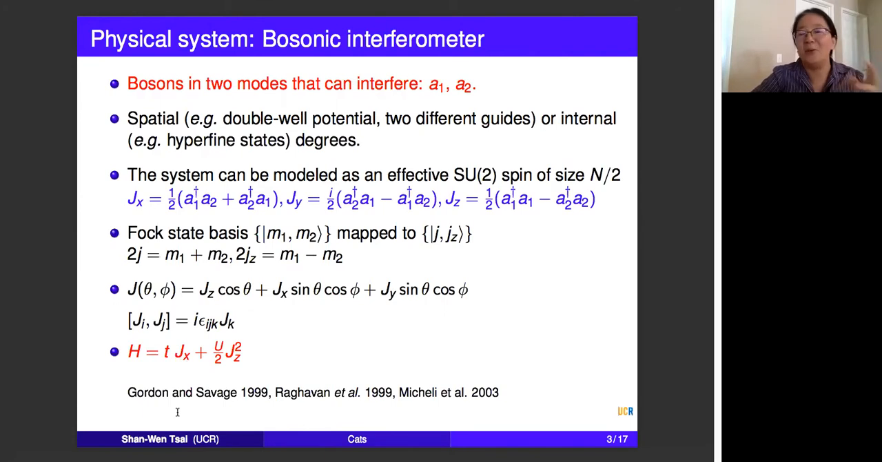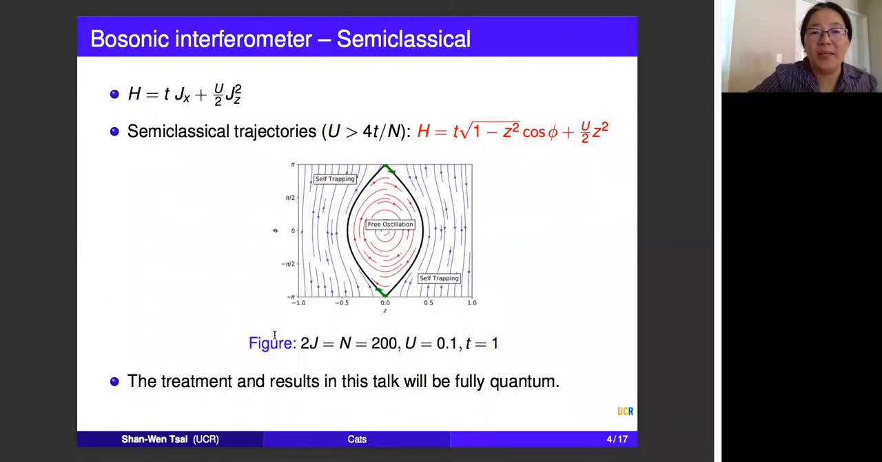This type of simple model has been studied extensively before. Just to gain some physical intuition, one interesting limit here is to look at the semi-classical trajectories. Everything I'm going to talk about here is going to be fully quantum, but this gives us some nice intuition. So in the large interaction limit, large compared to this scale, and I want to be in the very macroscopic case, so N is large. Here I chose some numbers that are in this regime.